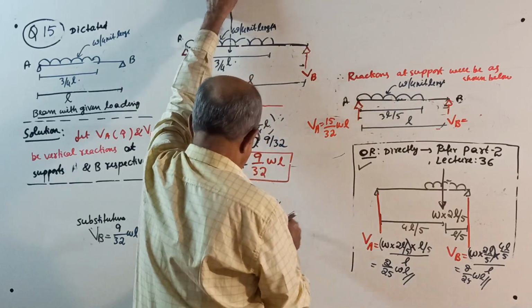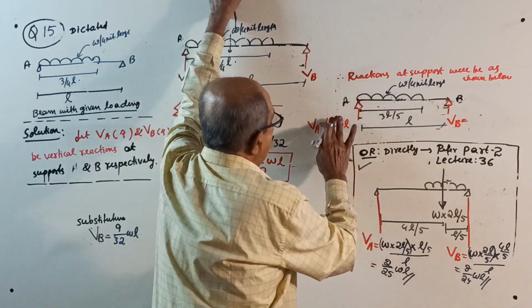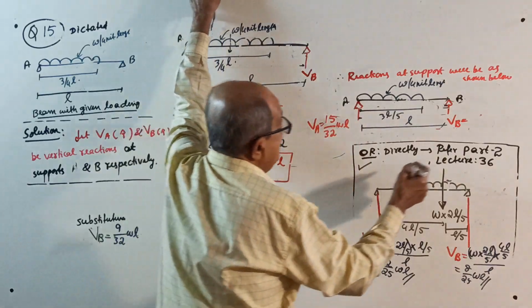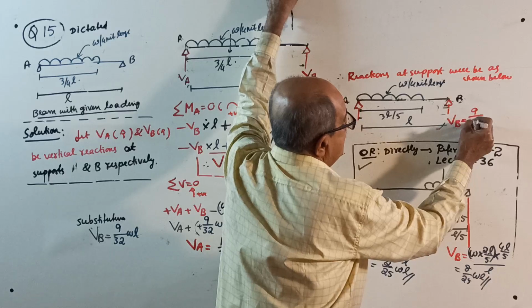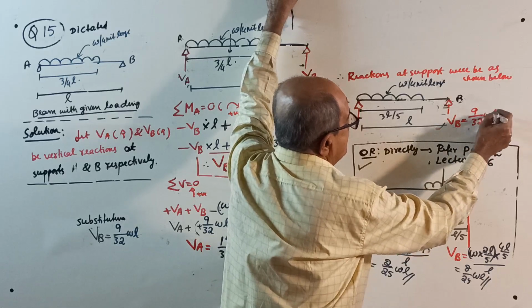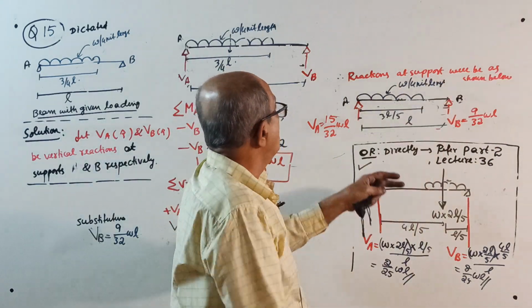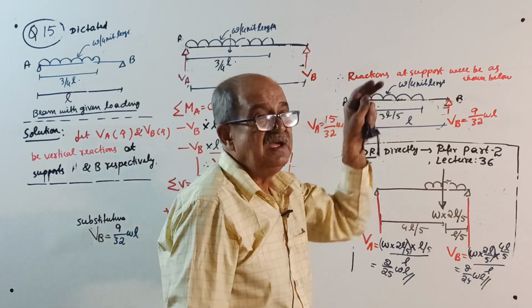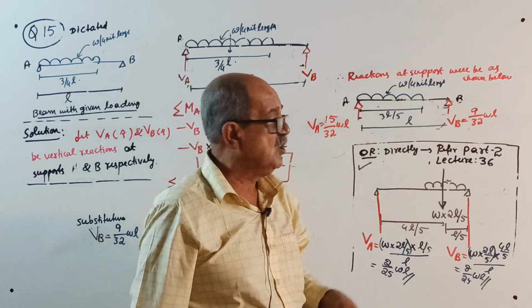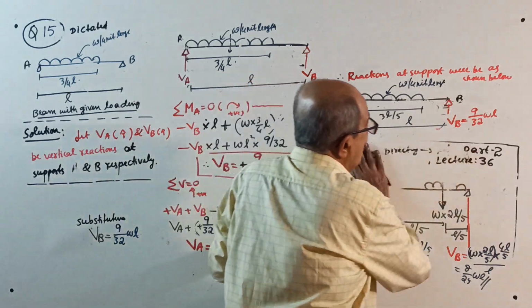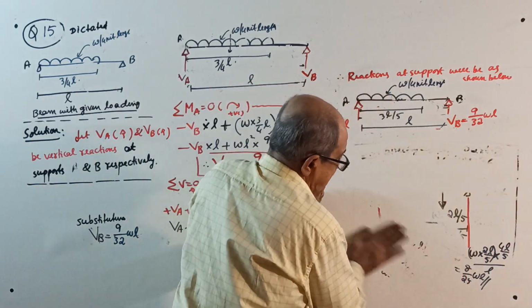Reaction VB equal to 9 by 32 WL. VA equal to 15 by 32, VB equal to 9 by 32 WL. Remember, reaction at A will be more than B because the load is on this side. Last time, reaction at B was more than A. Now, instead of wasting all this time, you can directly do it.